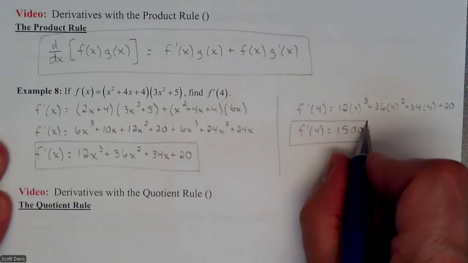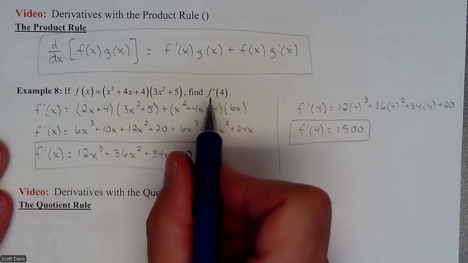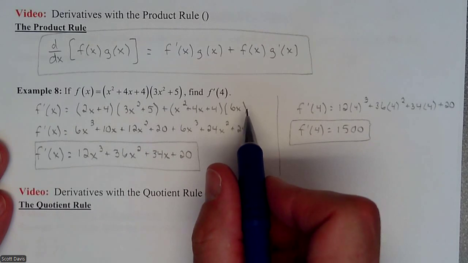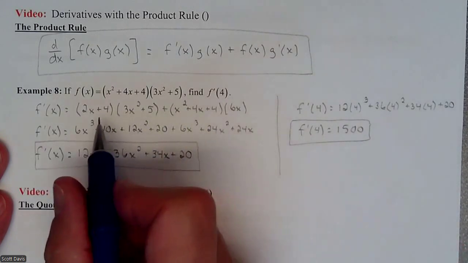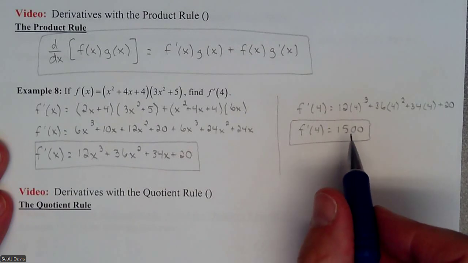All right, so technically, though, this problem wasn't asking for the slope equation. So I could have left it in this version of the derivative. No matter what, I got to do the derivative. But I could have plugged the 4 in here, and I should get the exact same answer. If I do everything right, I will get the exact same answer.